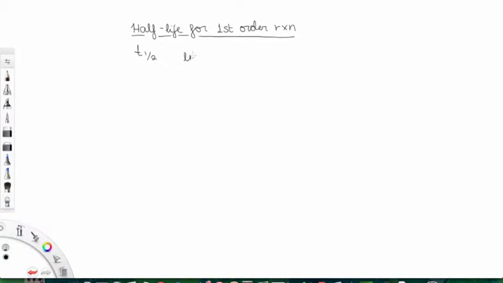We just found that the integrated first order rate law is the natural log of A equals negative kt plus ln A0, which is the concentration of A at time 0. Now at t equals the half-life, the concentration of A is going to be half the concentration that we started with, because that's the definition of half-life. It's the amount of time taken for the reactant concentration to decrease to half of its original concentration. Now all we have to do is substitute in this value for A.